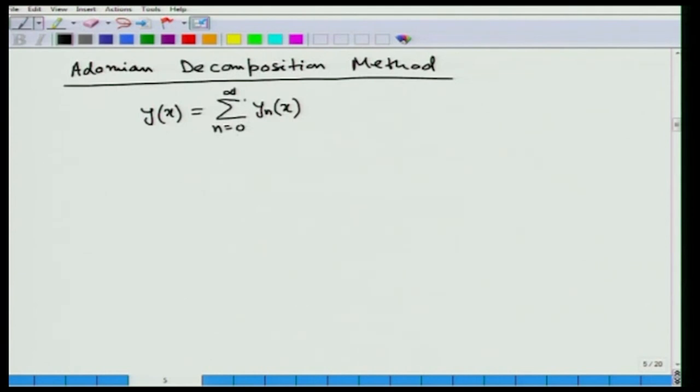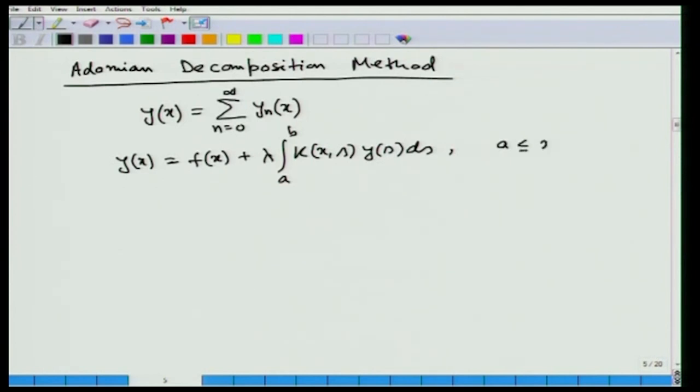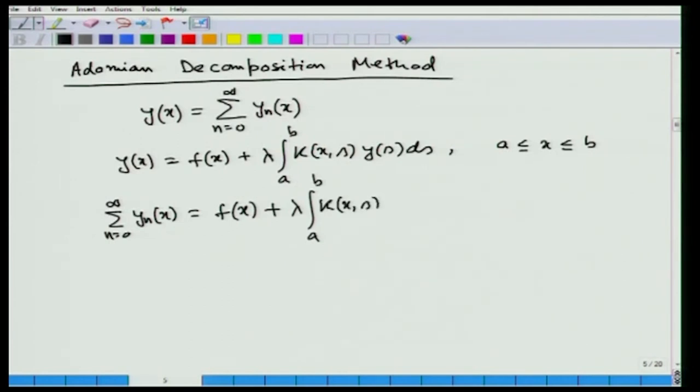Now, if we substitute this expression in the given equation, y(x) = f(x) + lambda integral a to b k(x,s) y(s) ds, assuming the existence of the solution in the form y(x) equal to sigma n running from 0 to infinity y n(x), we get summation n running from 0 to infinity y n(x) equal to f(x) plus lambda integral a to b k(x,s) sigma n running from 0 to infinity y n(s) ds.